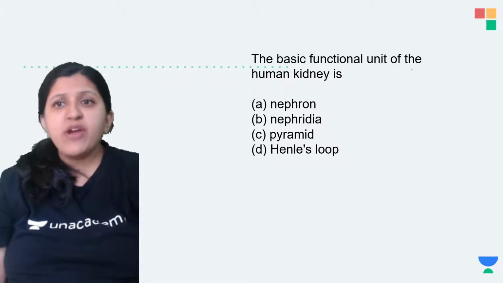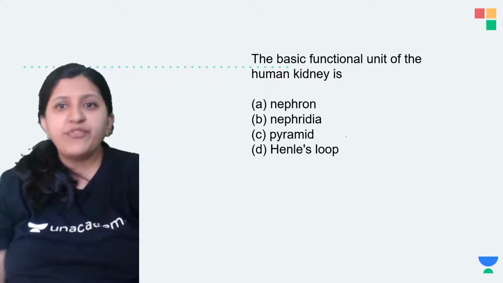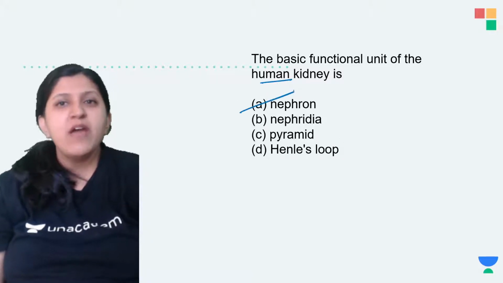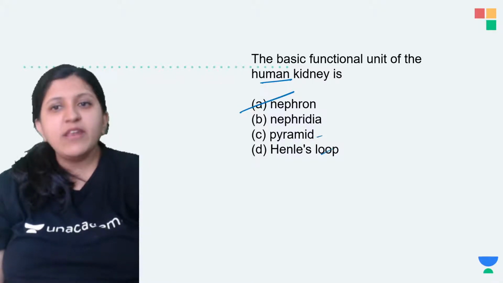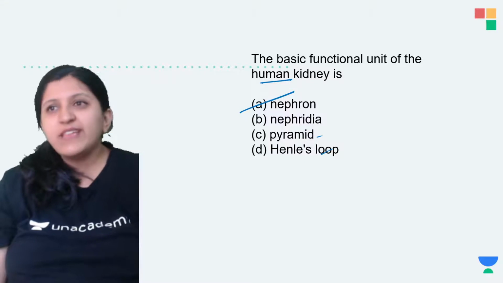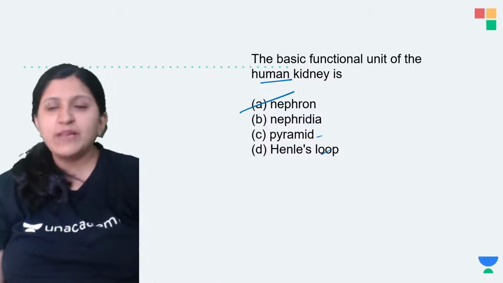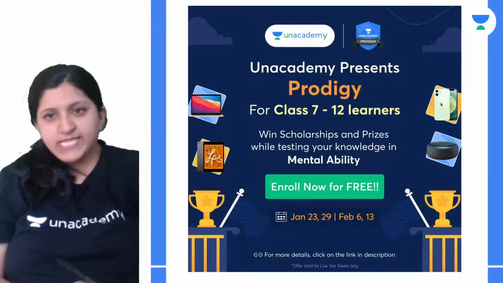The basic functional unit of the human kidney is nephron, nephridia, pyramid or Henle's loop. So in case of humans it is the nephron. These others are just parts. The nephridia we can find in certain other smaller animals, in the category Platyhelminthes, which have nephridia as the excretory organ.